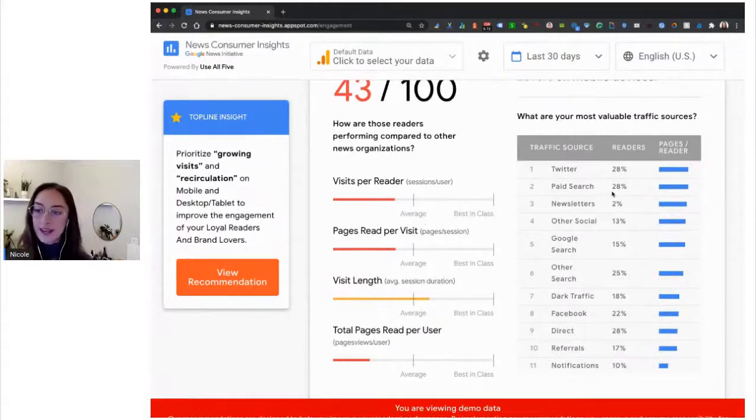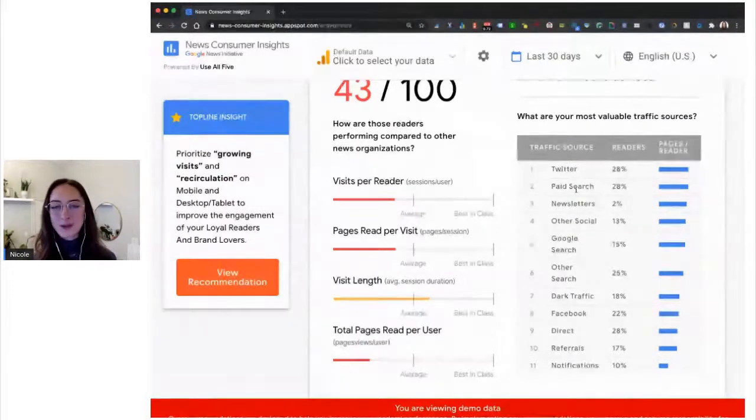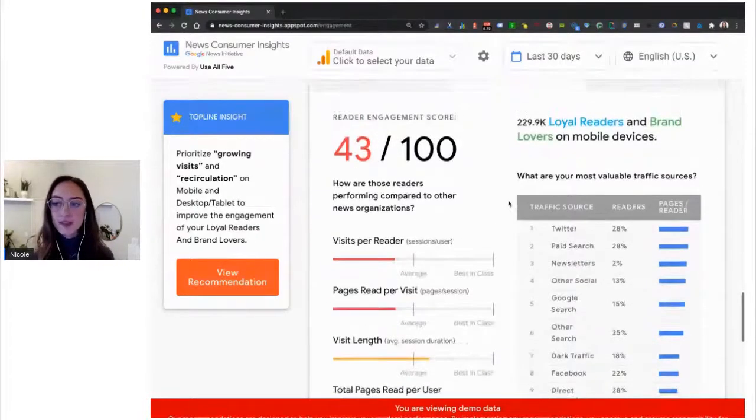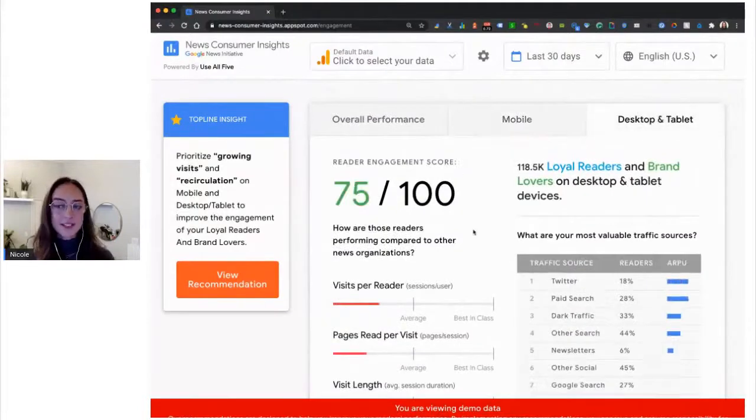If you look on the right-hand side of this information, we'll also show you your most valuable traffic sources. For this example, Twitter is our most valuable traffic source at 28% of your readers. Something you want to consider and talk through with your team is making sure that those platforms bringing in the most readers are also engaging with those readers the way that they should be.